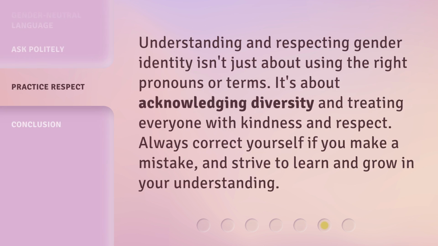Understanding and respecting gender identity isn't just about using the right pronouns or terms. It's about acknowledging diversity and treating everyone with kindness and respect. Always correct yourself if you make a mistake, and strive to learn and grow in your understanding.